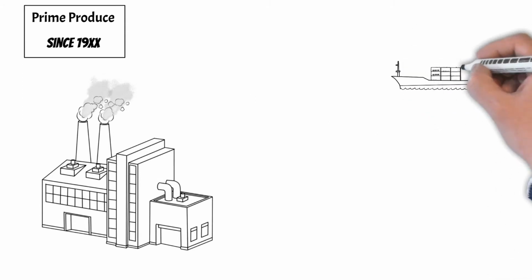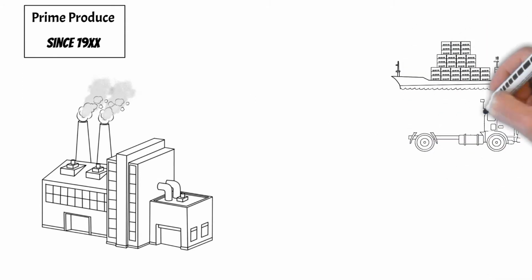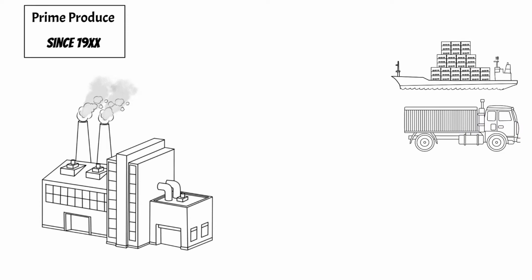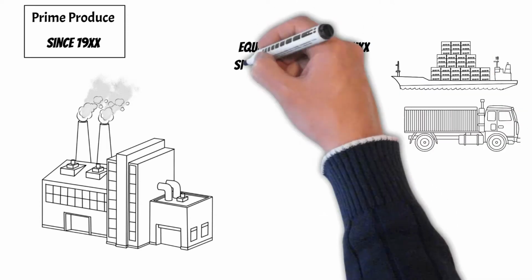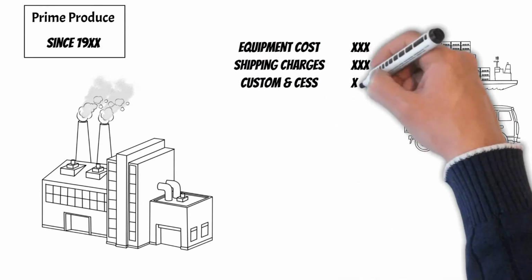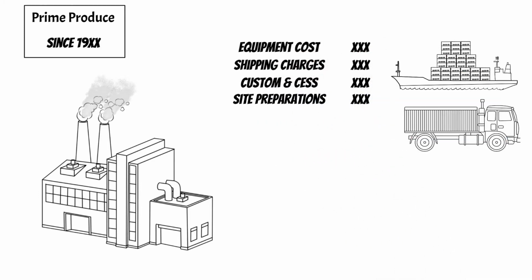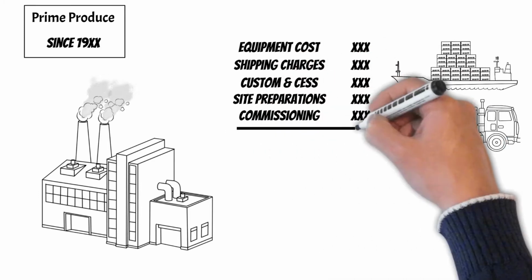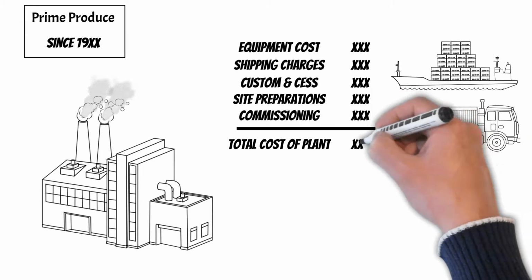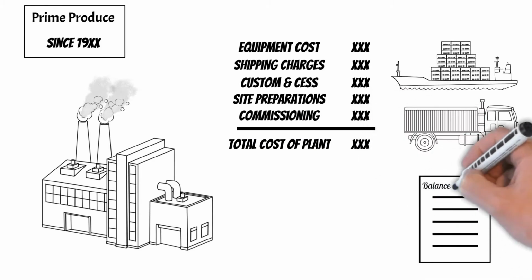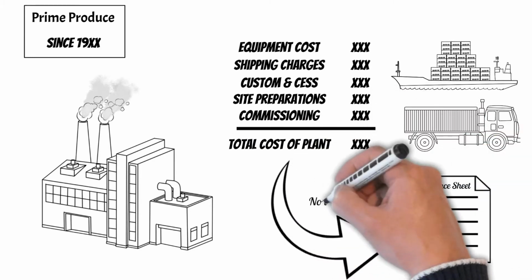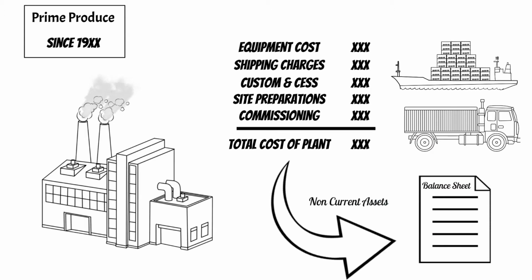Now the company intends to procure the plant from abroad. So consider all the costs to bring the plant in a running state, like the cost of equipment, shipping charges, custom duties and cess, site preparation, commissioning of the plant, testing costs. All of the above costs will be capitalized under property, plant, equipment, again in non-current assets.